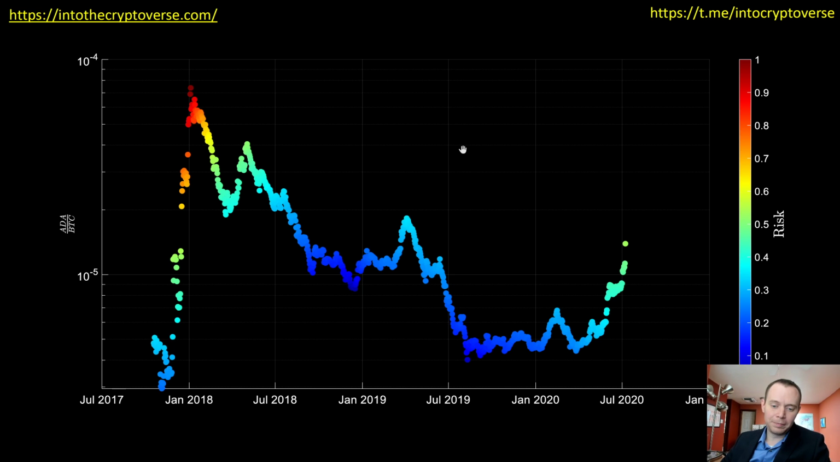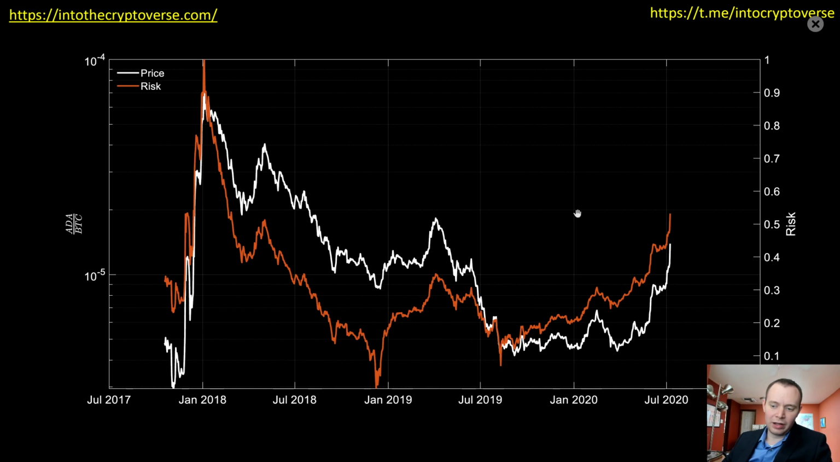I also wanted to just remove the risk color dimension and just show it on the secondary y-axis so you get a better appreciation for the numerical value of the ADA Bitcoin risk. You can see that it has quickly moved from a fairly low risk level not that long ago.